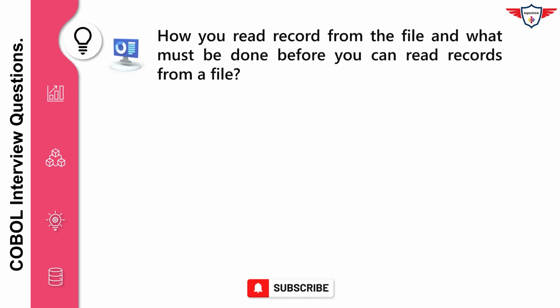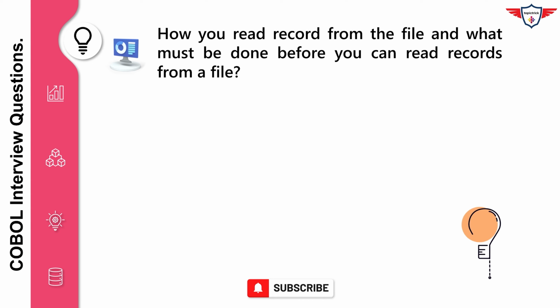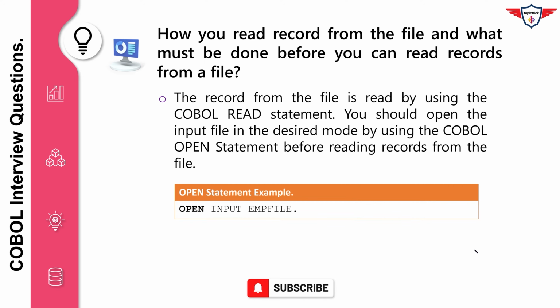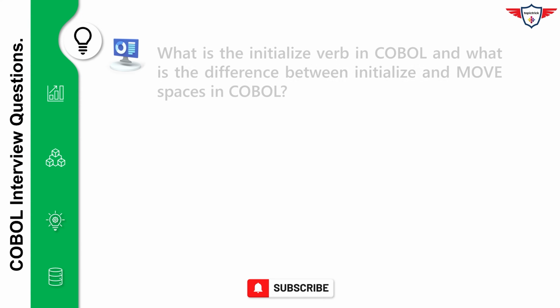How do you read the record from the file? And what must be done before you can read records from a file? The record from the file is read by using the COBOL read statement. You should open the input file in the desired mode before reading records from the file. You should use the COBOL open statement to open the file. The following example illustrates the COBOL open statement.